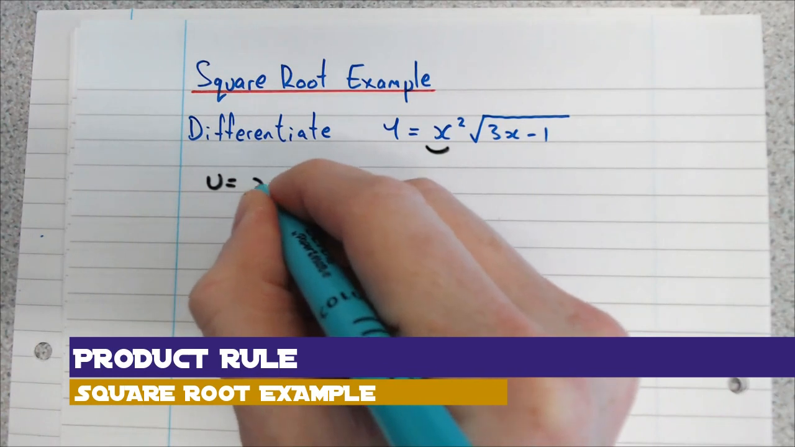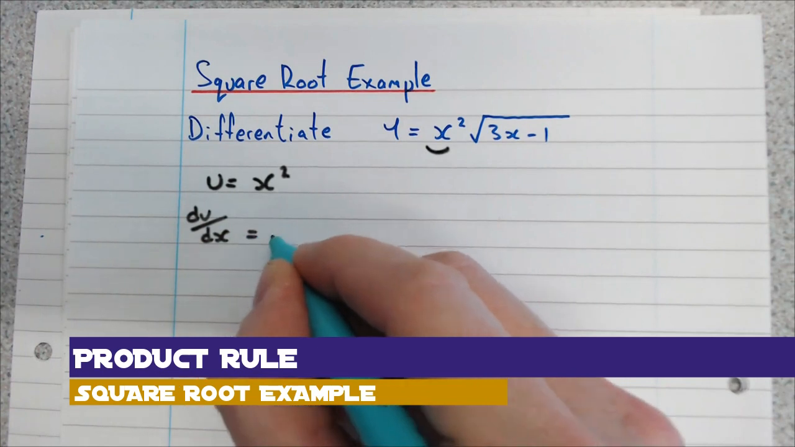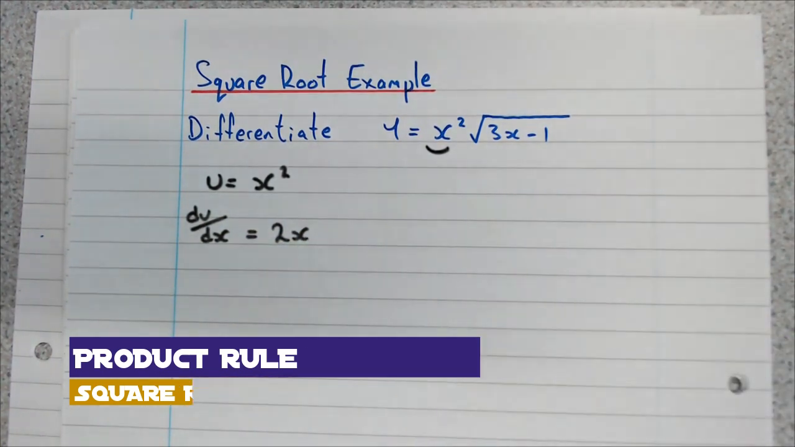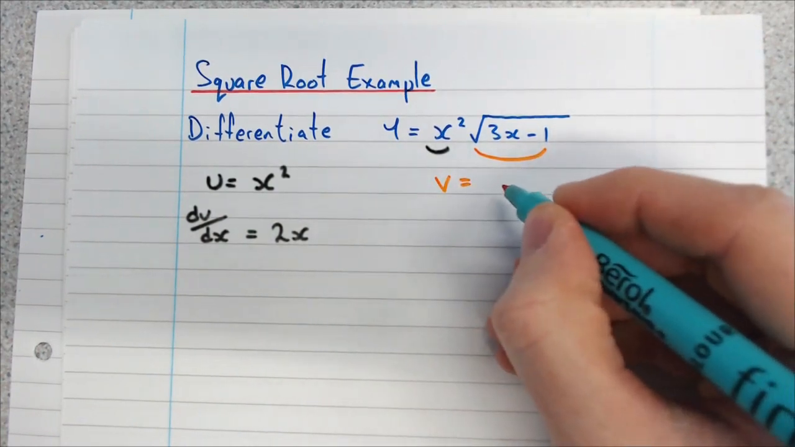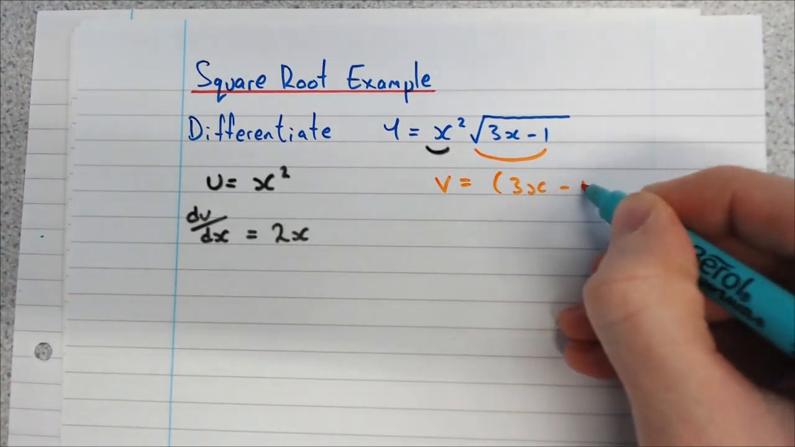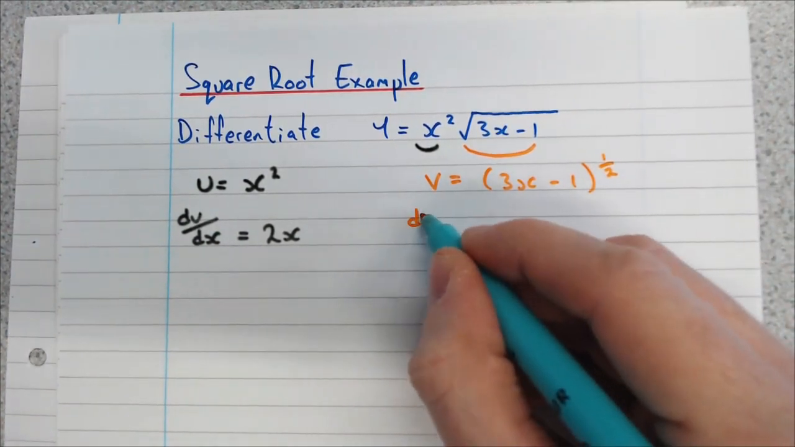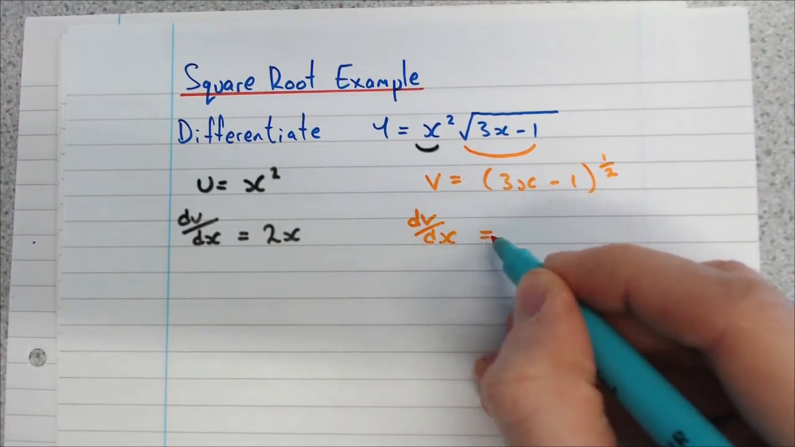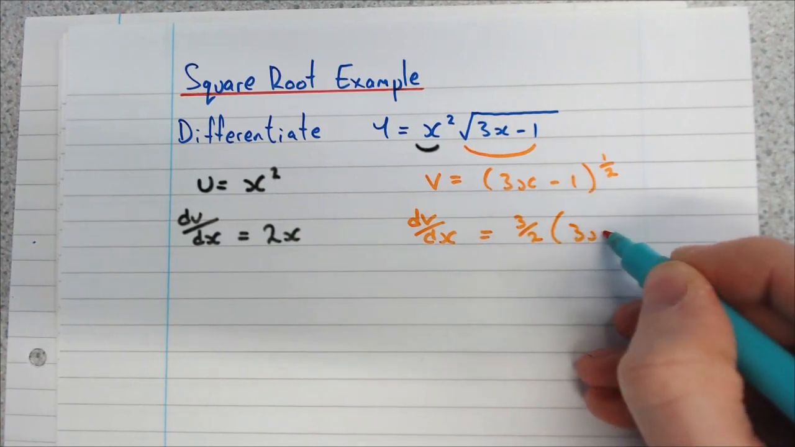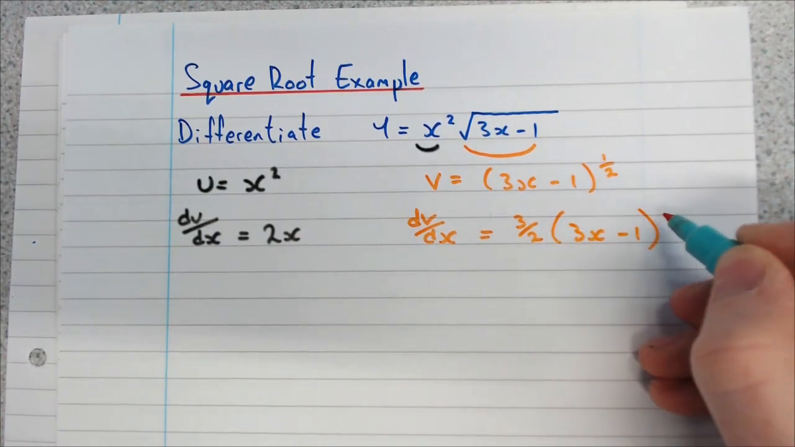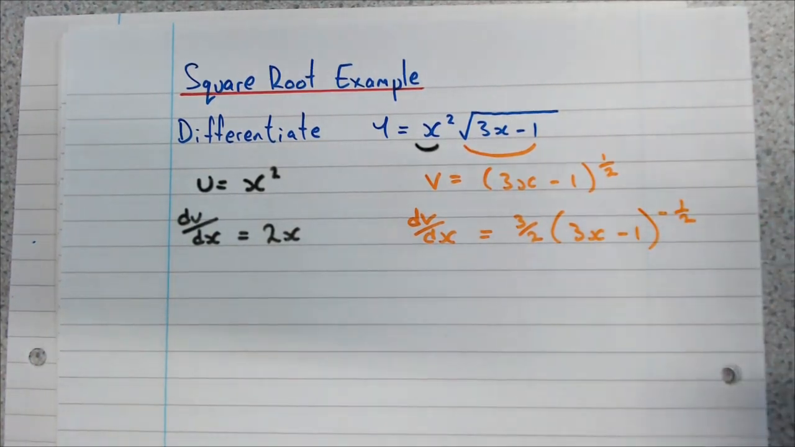This is, again, a product multiplied by a product. Our first product is x squared. It's very easy to differentiate that. You should get 2x. The square root one, if you rewrite it as (3x minus 1) to the power of a half, becomes a lot easier. You simply differentiate that any way you like. I would use a variation of the chain rule to do it, or a half times the x coefficient. So a half times 3, 3 over 2, by your bracket, then a half subtract 1 as your power is minus a half. So you've got your u, your v, your dv/dx, and your du/dx.